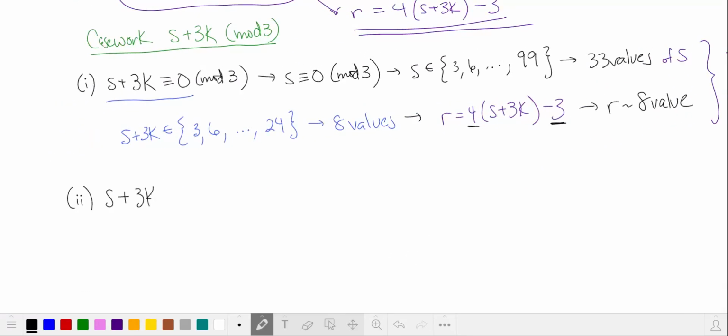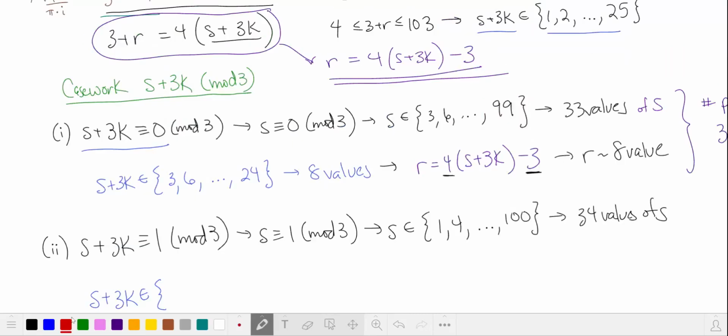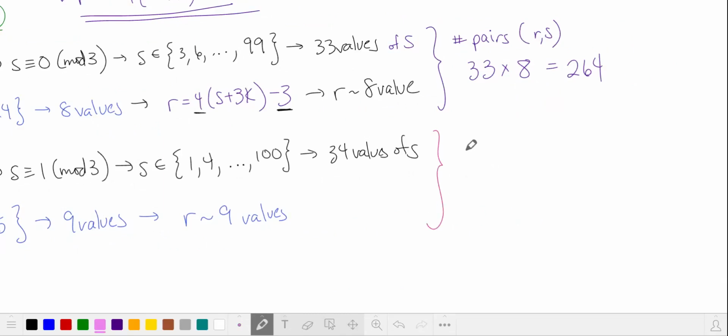We'll have s plus 3k is 1 in mod 3. This means s is 1 more than a multiple of 3. S is between 1 and 100, so that's going to be 1 and 4 all the way up to 100. Counting, that's 34 values of s. Let's see what works for r. Again, s plus 3k is an integer between 1 and 25, so we're only going to use the mod 1 residuals up to 25. That gives us 9 values of s plus 3k, so r also has 9 values. Counting in case 2, 34 valid values of s and 9 valid values of r gives us 306 for case 2.